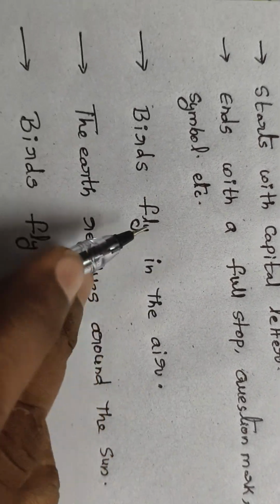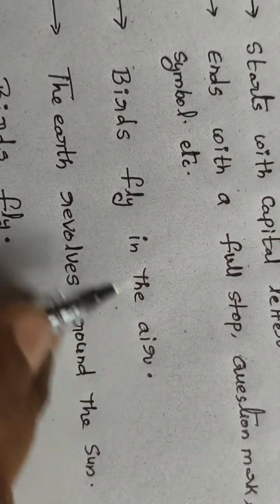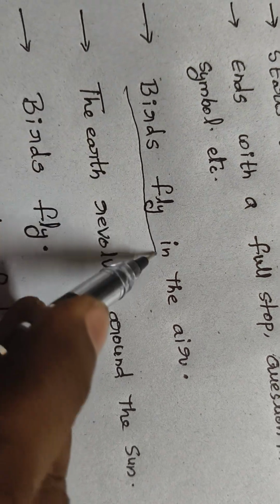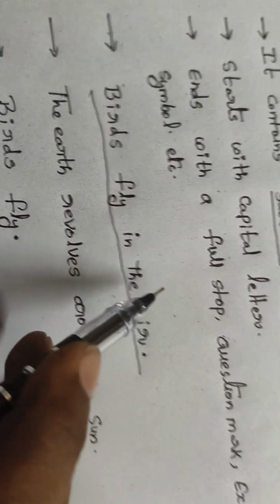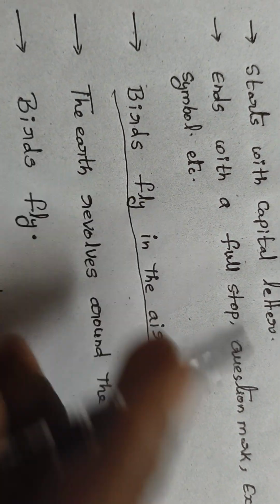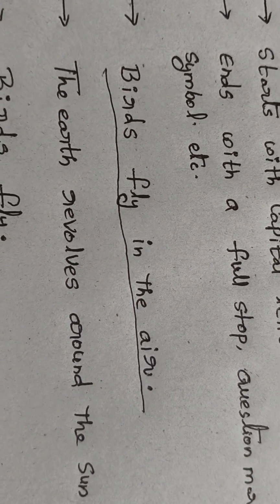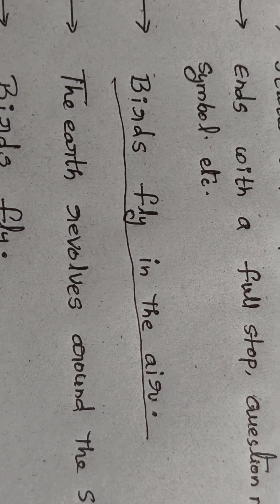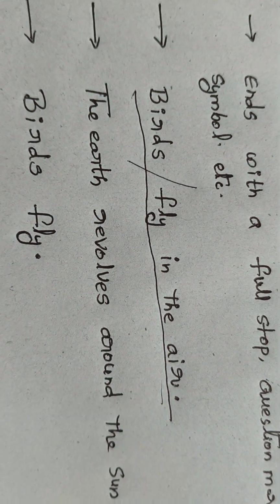For example, see this. Birds fly in the air. See, children, can we claim this is a sentence? Birds fly in the air. See now, it contains subject and predicate. What is subject? We'll see. Each sentence contains mainly two parts. See here. Birds fly in the air.